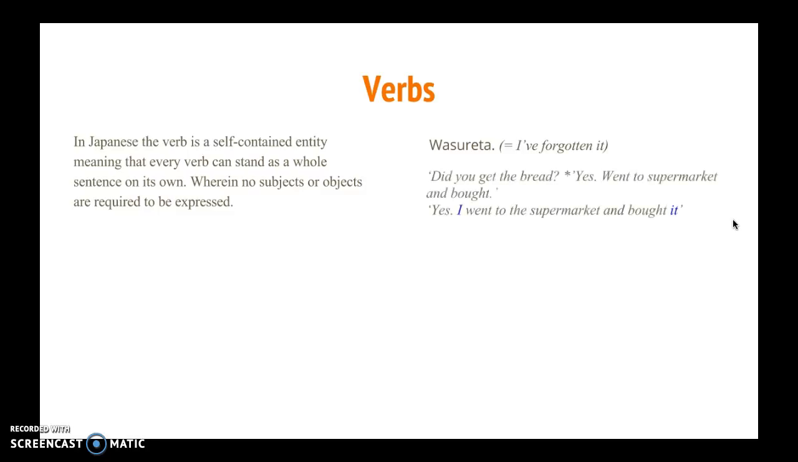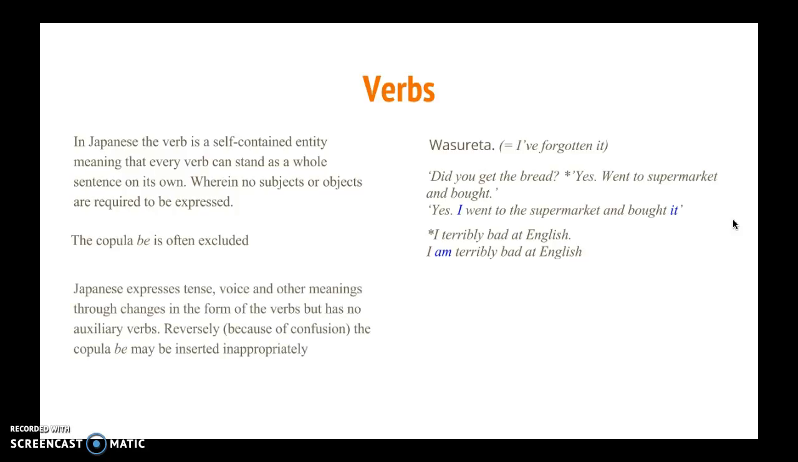This might denote some problems. An exchange like this: did you get the bread? Yes. Went to supermarket and bought. It might denote that the subject and object are omitted. So the correct version should be, yes, I went to the supermarket and bought it, right? Sometimes the copula be might be excluded. I terribly bad at English instead of I am terribly bad at English, right?